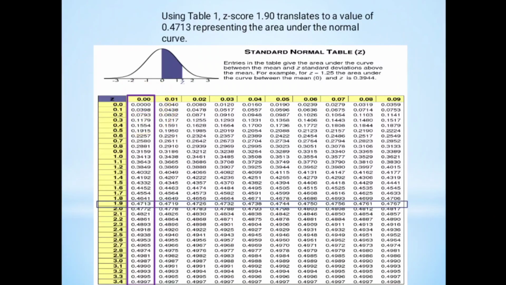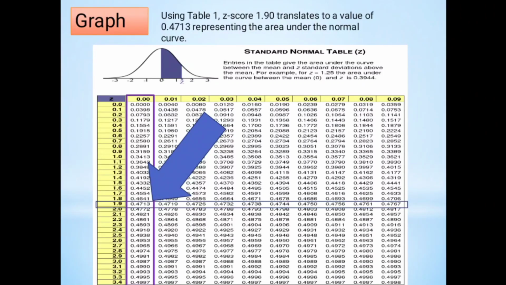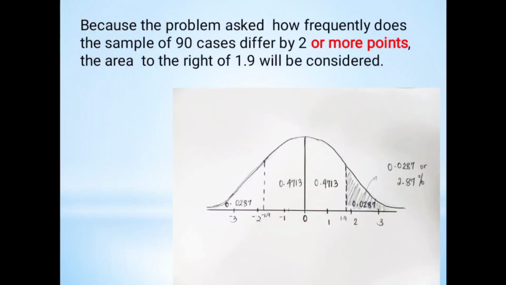So then take a look at the intersection, that is 0.4713. So the area between the population mean and 1.90 or z is equal to 1.9, that is approximately 0.4713. So let's graph that. Okay, so the area is 0.4713. Therefore, here on the left side, that is 0.4713 as well.